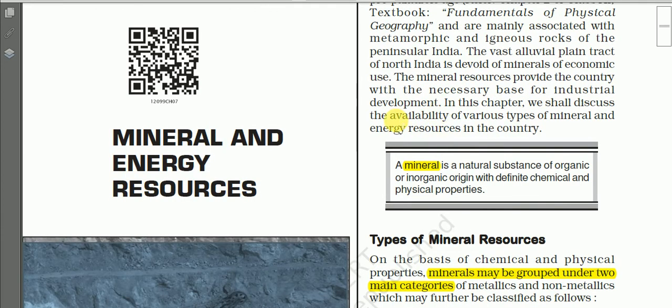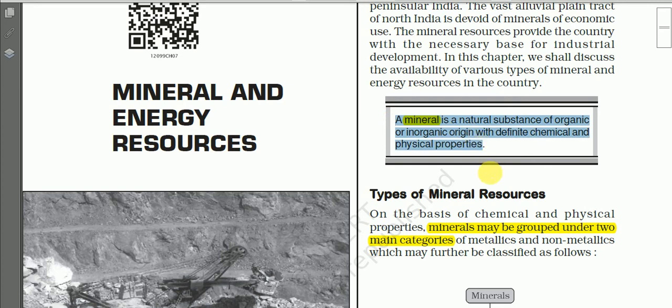Now let us read what a mineral is. A mineral is a natural substance of organic or inorganic origin with definite chemical and physical properties. So mineral is a natural substance, derived from living things or from non-living things. And mineral has a definite molecular structure, and so they have definite chemical and physical properties. And a mineral is formed by combining two or more elements. However, we have a mineral formed by a single element also. This is about a mineral.